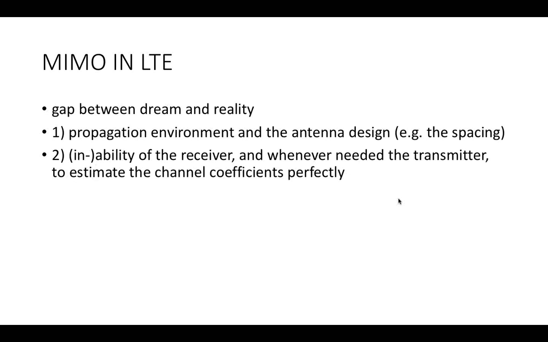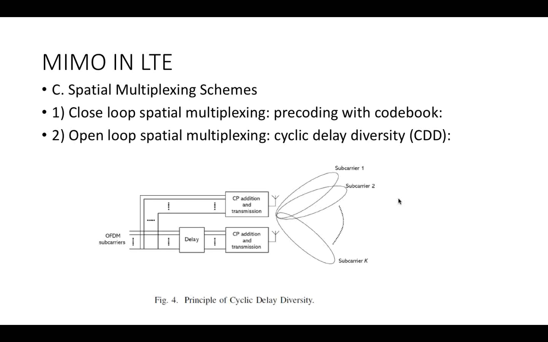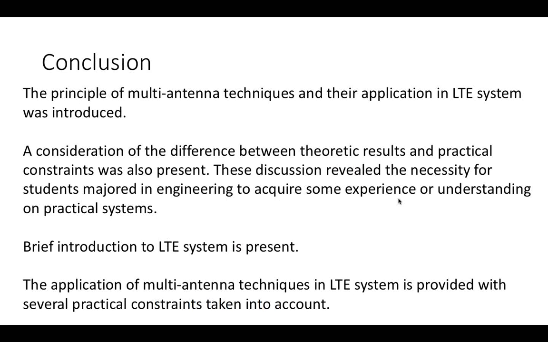And the third thing we are going to talk about is the spatial multiplexing schemes. There are two ways to realize spatial multiplexing in LTE. The first is closed-loop spatial multiplexing, which is precoding with a codebook. And the second is open-loop spatial multiplexing, which is cyclic delay diversity, as shown in the following figure.